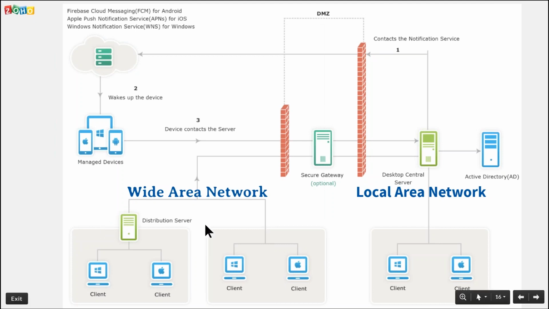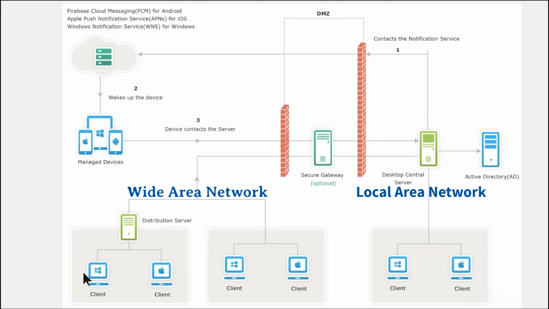And there is a component called a distribution server. A distribution server can be configured in a remote office, and it can be installed on the Windows operating system. So now agents will communicate to the distribution server as well as to the Desktop Central server at the same time. So whenever the agent requires a patch deployment or software deployment, then it will download the patches from the distribution server. Now the distribution server downloads all the patches and software on its local repository.